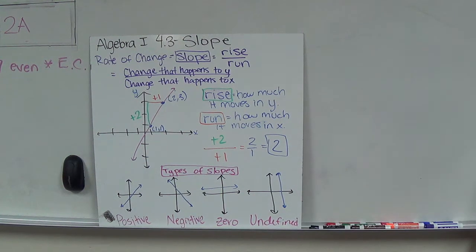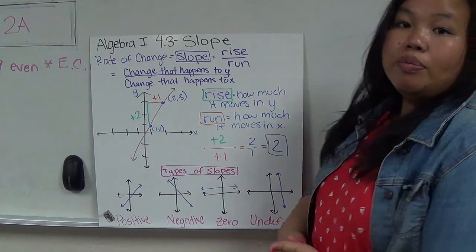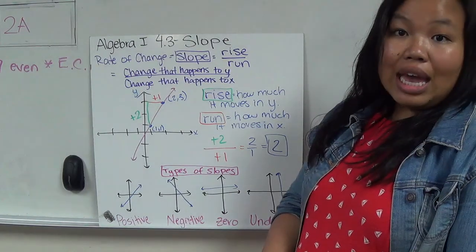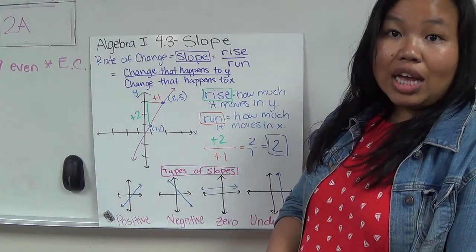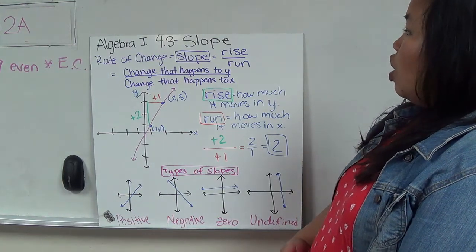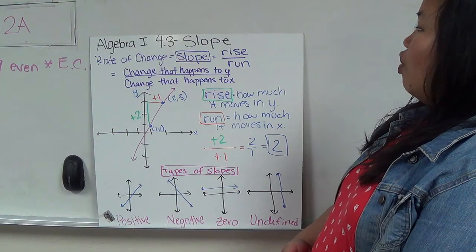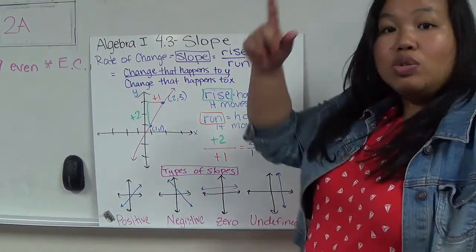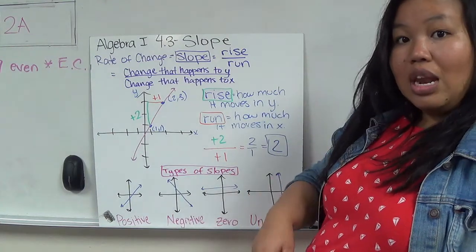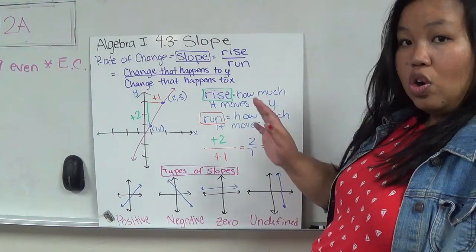In Algebra 1, Section 4.3, we're dealing with slope. Now, the slope deals with the rate of change. So basically, how the line is changing as you move from one place to another. And the slope is written in the form of rise over run. So how much it goes up and down, how much it rises or goes down, and then how much it goes left and how much goes right.